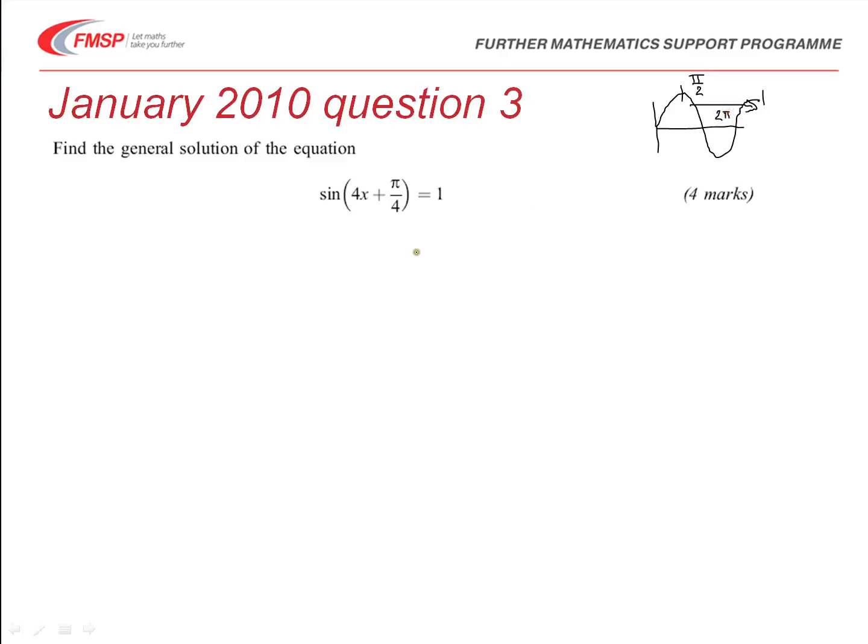And so we can write down the fact that the 4x plus pi by 4 must be equal to pi by 2 plus any multiple of 2 pi, which we can write down as 2 pi n, where n, remember, can be any integer value, either positive or negative whole number.